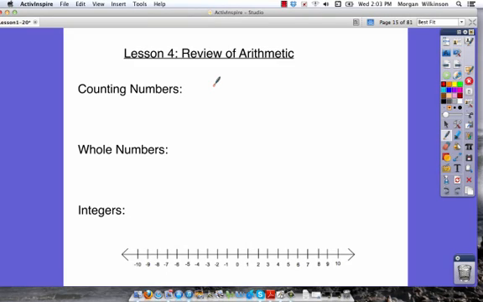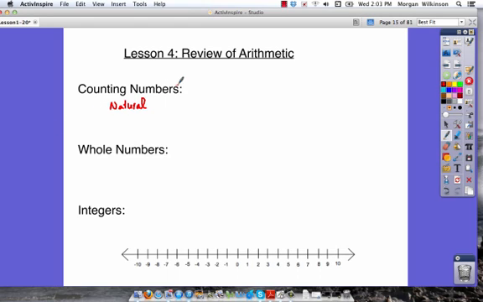Okay, lesson 4. In lesson 4 we're doing a review of arithmetic, and we're going to start off with some vocabulary words that we've seen before. The first one is counting numbers, and remember another name for counting numbers would be natural numbers. Both mean the same thing.